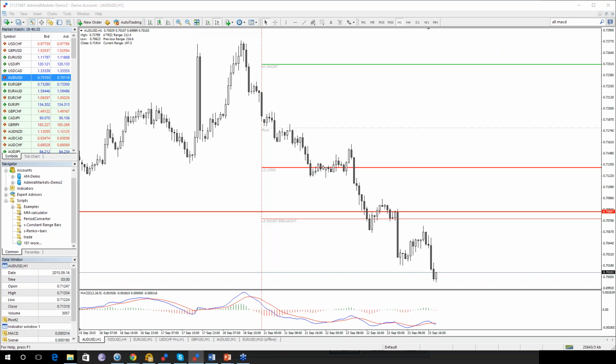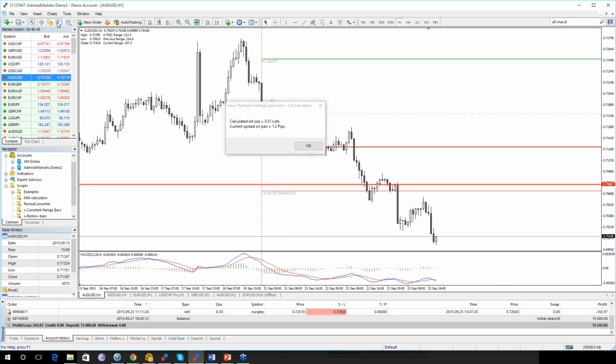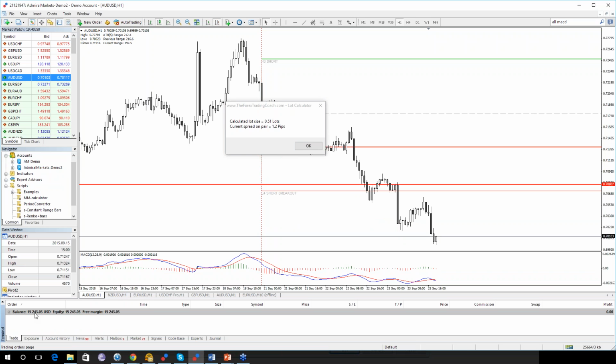And basically, the lot calculator says the calculated lot size is 0.51 lot, and the current spread on the pair is 0.2 pips. So for this account size, your calculated lot size is 0.51 lots. For that account size, it's basically $15,243.